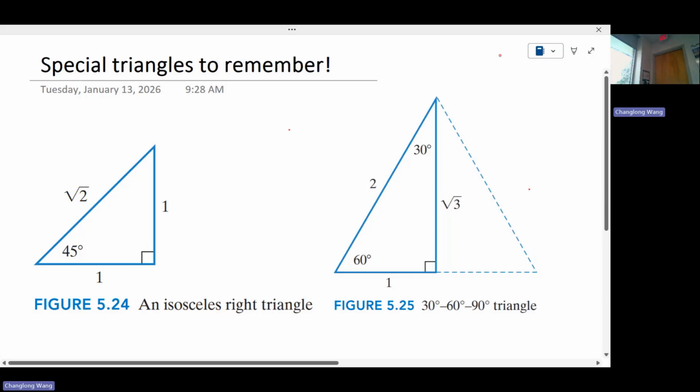So the first one here is an isosceles right triangle. It has two acute angles, both equal to 45 degrees, and the right angle there.